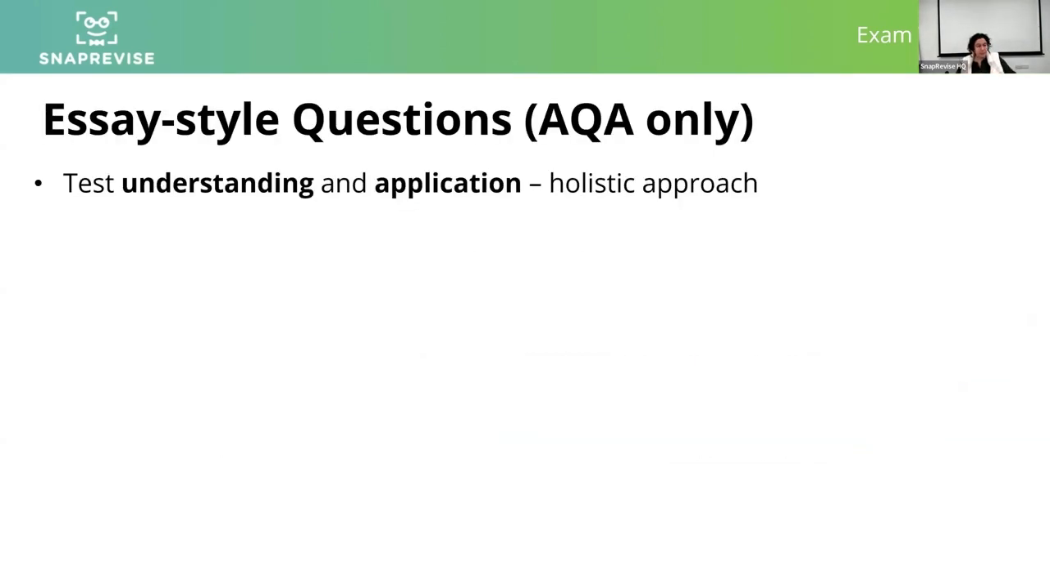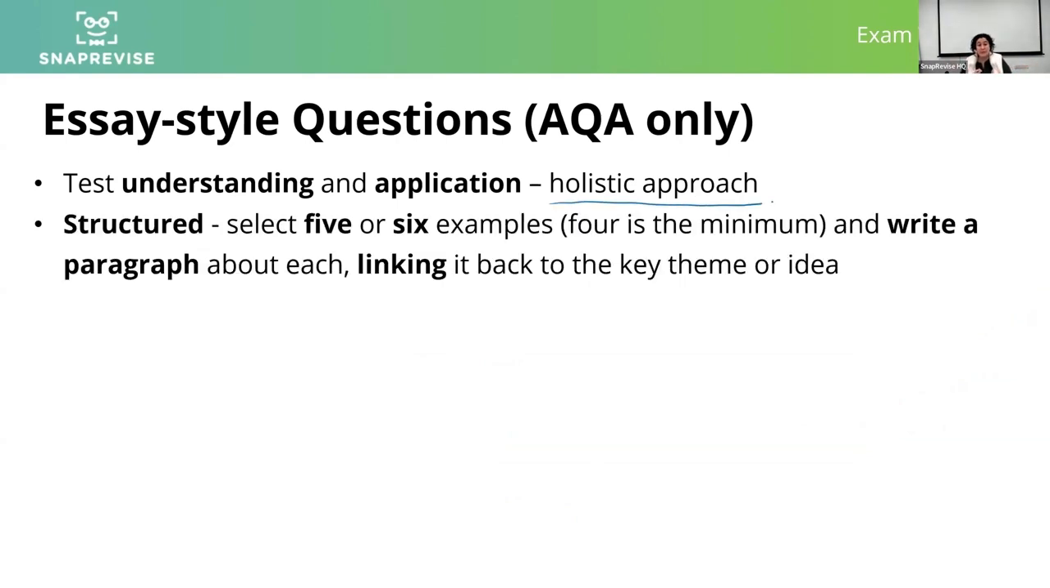Finally, we have the essay questions for AQA only, which test your understanding and application in a holistic approach. So basically also your ability to combine information from different parts of your specification. There's usually going to be a lot of different points that you can mention in these questions, and it's not a challenge of whether you can think of every single one of them, but rather whether you can pick a few, between 5 or 6 examples, and write about a paragraph. So you have to go into a little bit of depth. You're not just listing things throughout your specification.